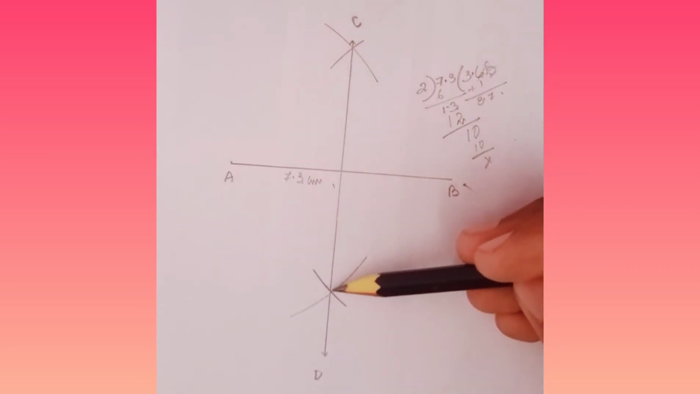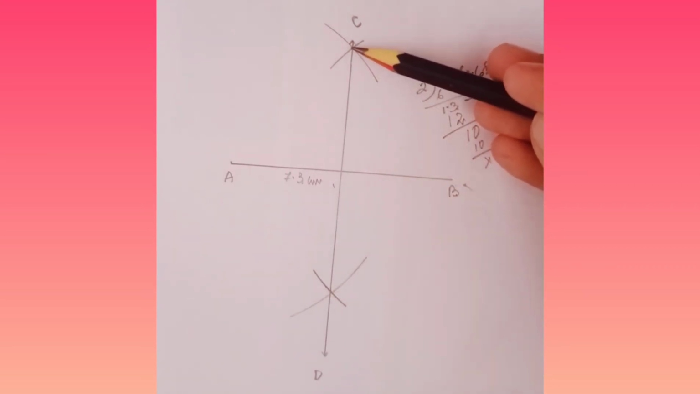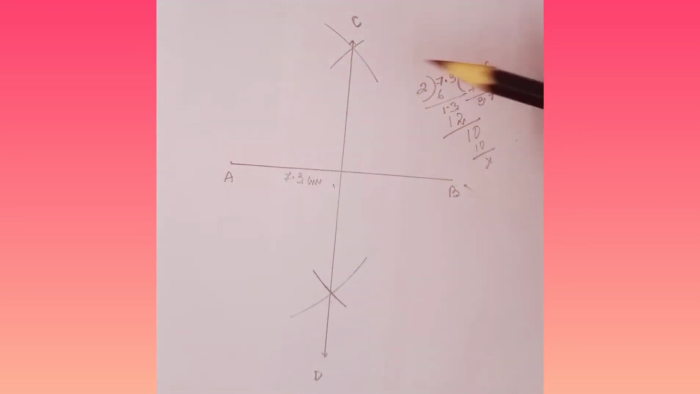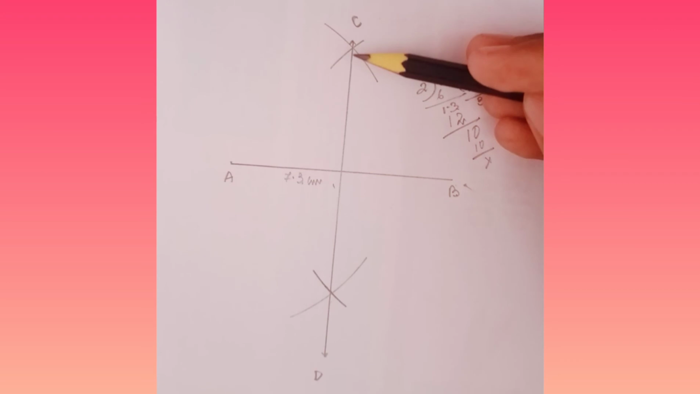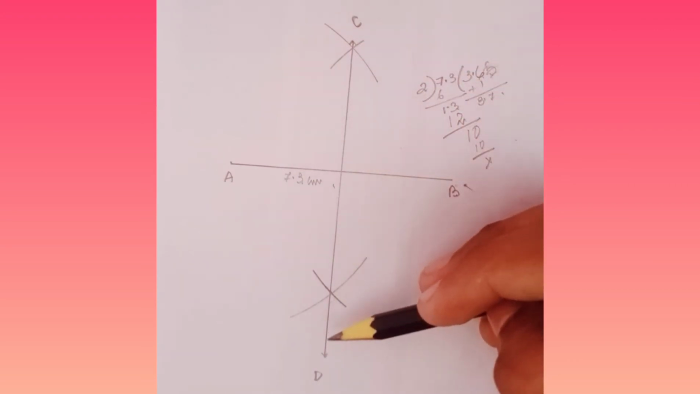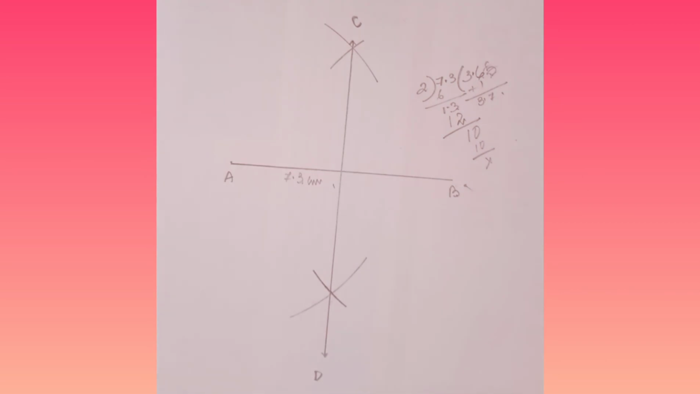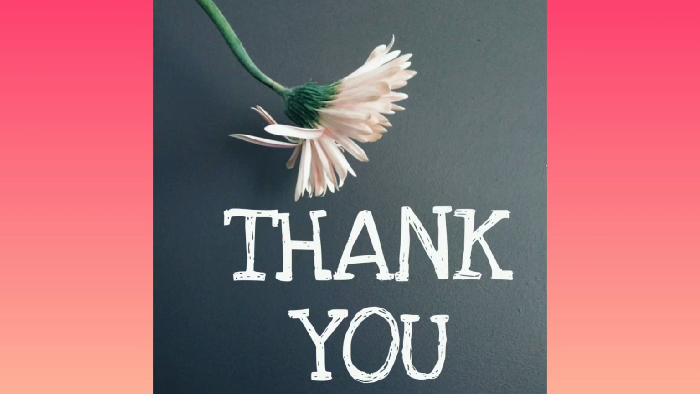Then we have seen that both arcs cut from A and B meet at points C and D respectively. So we have drawn the line CD through the midpoints of the cutting arcs. So that's it. You can try it more, it will be more comfortable for you. I think you have understood how to divide a line segment into two equal halves.